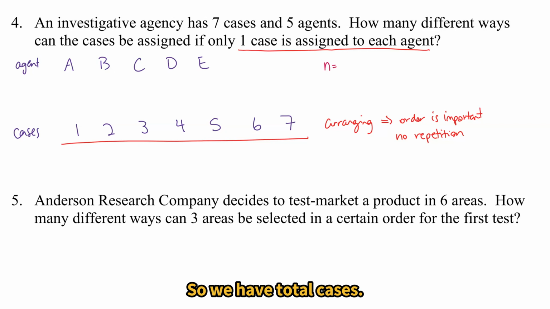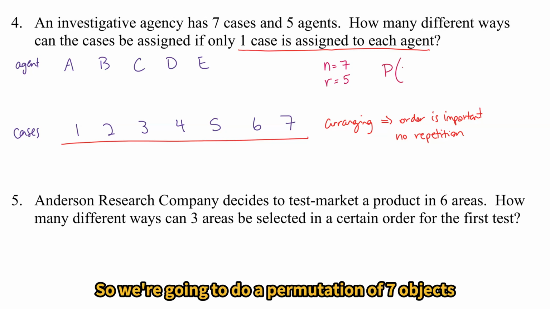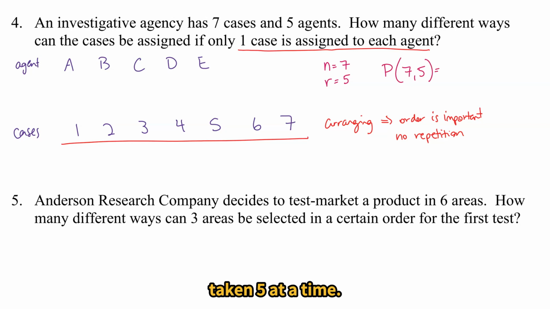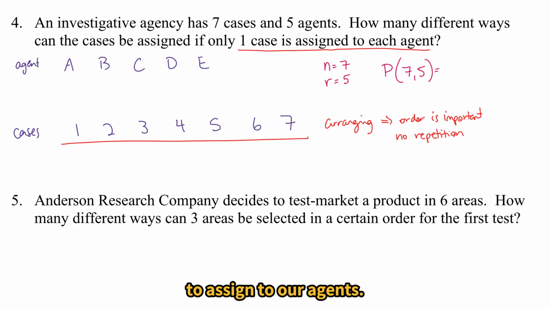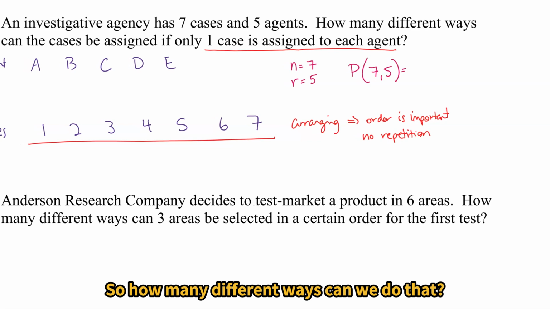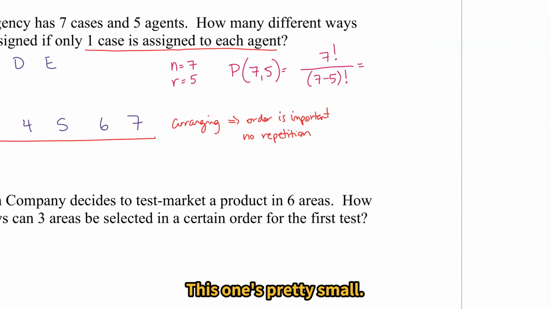So we have total cases. We're only taking 5 of them. So we're going to do a permutation of 7 objects taken 5 at a time. 7 cases, but we're only taking 5 of them to assign to our agents. So how many different ways can we do that? If we set up our formula, 7 factorial over 7 minus 5 factorial. This one's pretty small, so I'm going to do it by hand and then we'll do it on Excel.